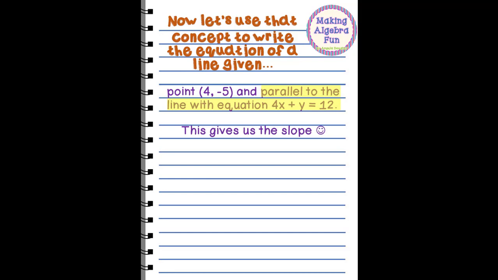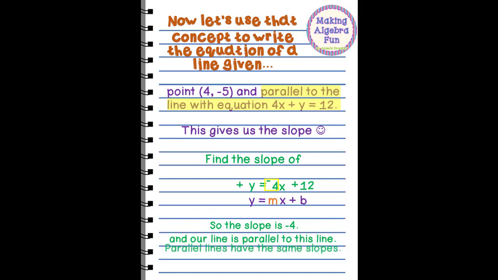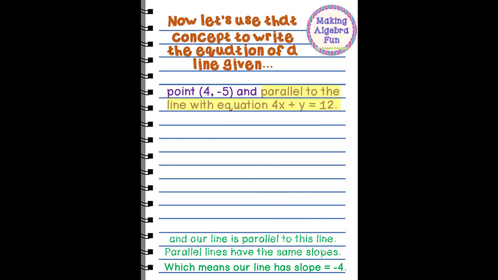Now what we need to do is take this line and put it into slope-intercept form so that we can see the slope. To do that, bring the 4x to the right and make sure you change the sign, make it negative. And now you can see the slope is -4. So now these lines are parallel. The slope of this line is -4. We know that parallel lines have the same slopes. That makes our slope -4.